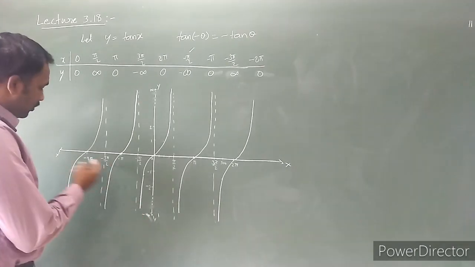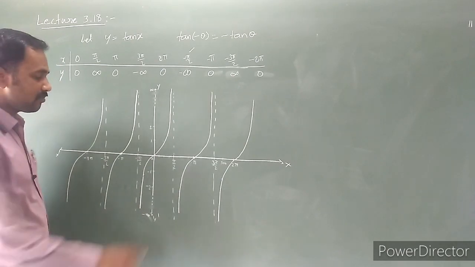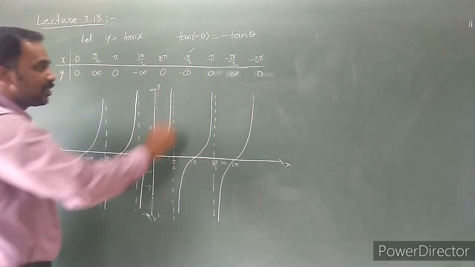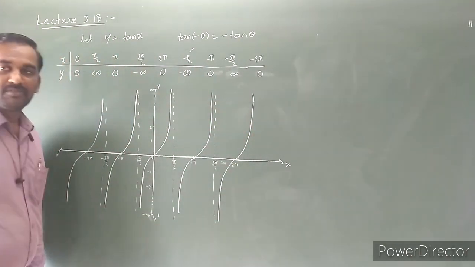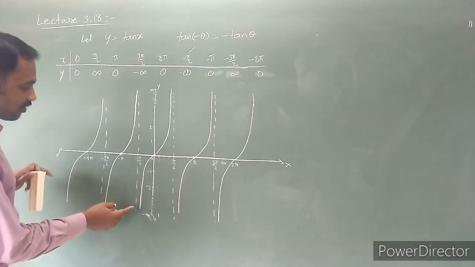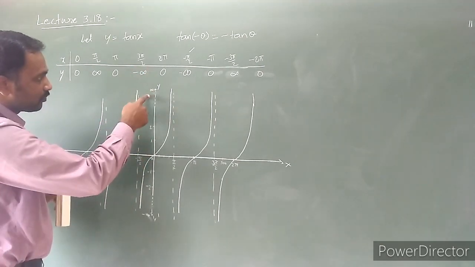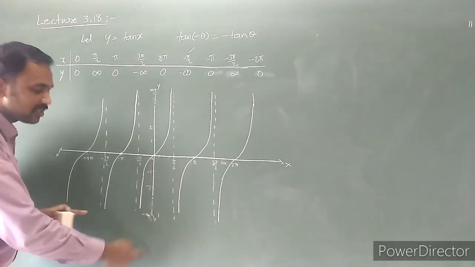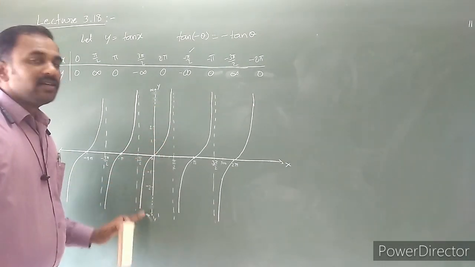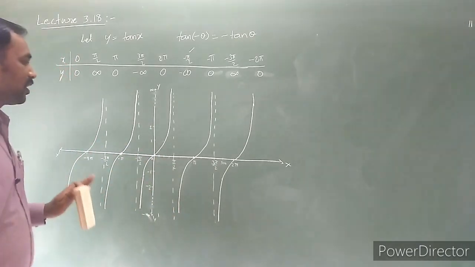Now, what is the domain? Domain is nothing but the x values. All the real numbers except the odd multiples of pi by 2, where the value gives you infinity; leave those values, and the remaining are all the real numbers. And the range? Set of all real numbers. Are you getting all the real numbers? 0, 1, 2, 3, and so on up to positive infinity. Similarly minus 1, minus 2, minus 3, and so on up to negative infinity. The y values take all the real numbers, so the range of the tan function is the set of real numbers. So, a very important graph.